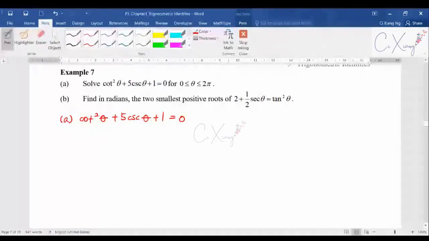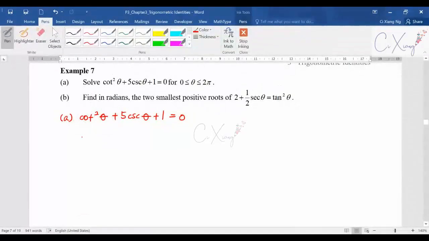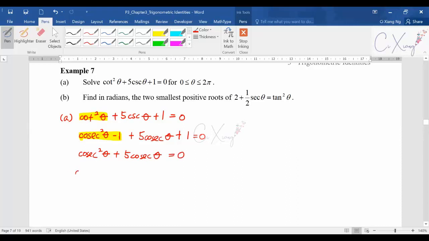So maybe you can focus on cotangent square. Cotangent square, you can actually change it to cosecant square minus 1. So this is cotangent square theta, and this is cosecant square theta minus 1. Then plus the cosecant one is still copied, nothing special, and then plus 1 equals 0. When you simplify it, you will see that you actually get a quadratic equation in terms of cosecant theta. And this quadratic is still very simple because you can factorize it in a very easy way.